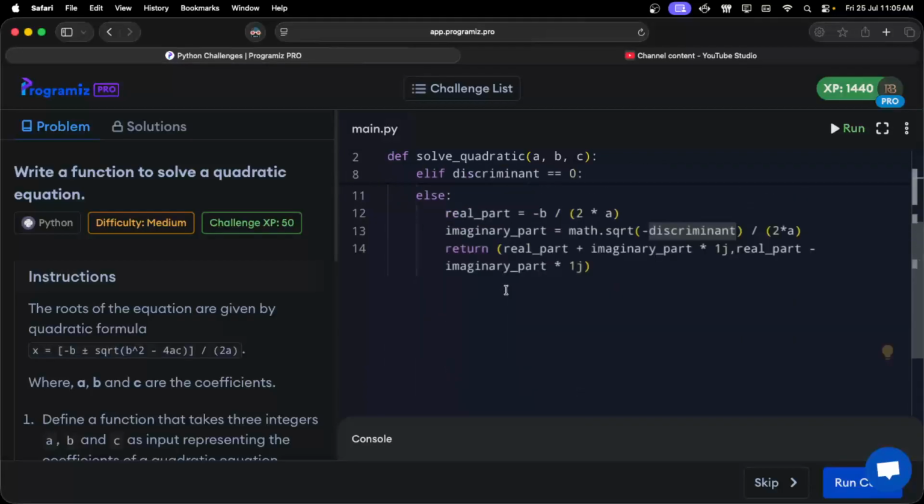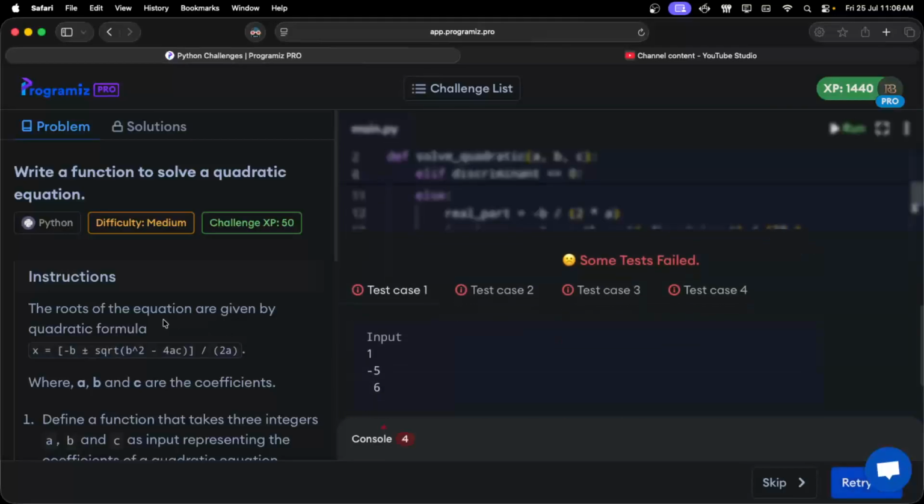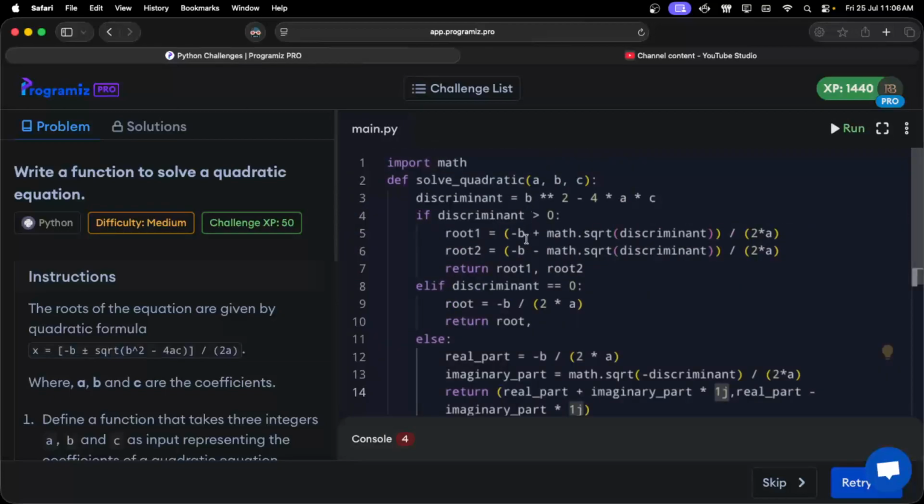And next is when we have less than 0, it's a little bit more complex, right? So we use 1 ij to basically represent the imaginary unit. Okay, so that's what we did over here as well. So let's just run our code, right? Okay, test case failed. It needed the output in list form. Great, not a big deal for us, right?